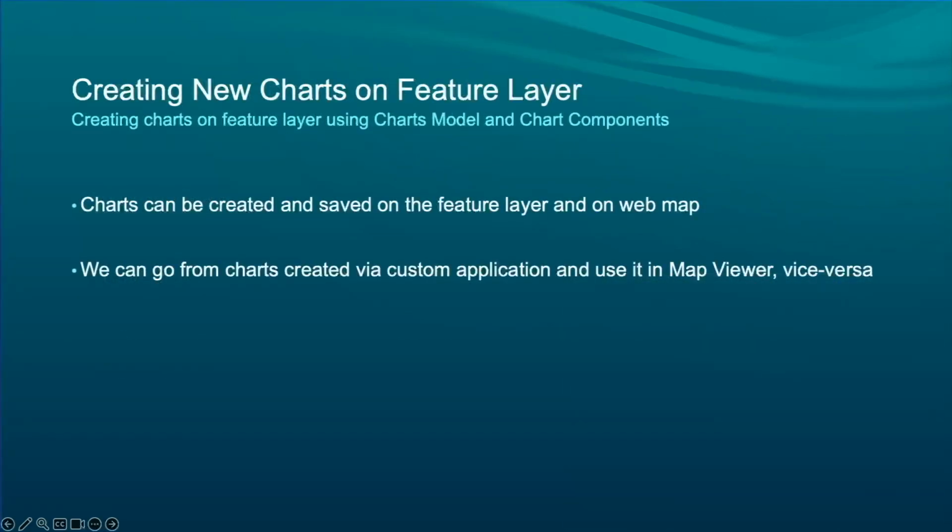The second way is creating a new chart. I understand this is a pretty crucial workflow for a lot of custom applications. So you can create charts and save them back onto the feature layer and have it update in the map viewer, for example. And I will be showing all this during the demo as well.